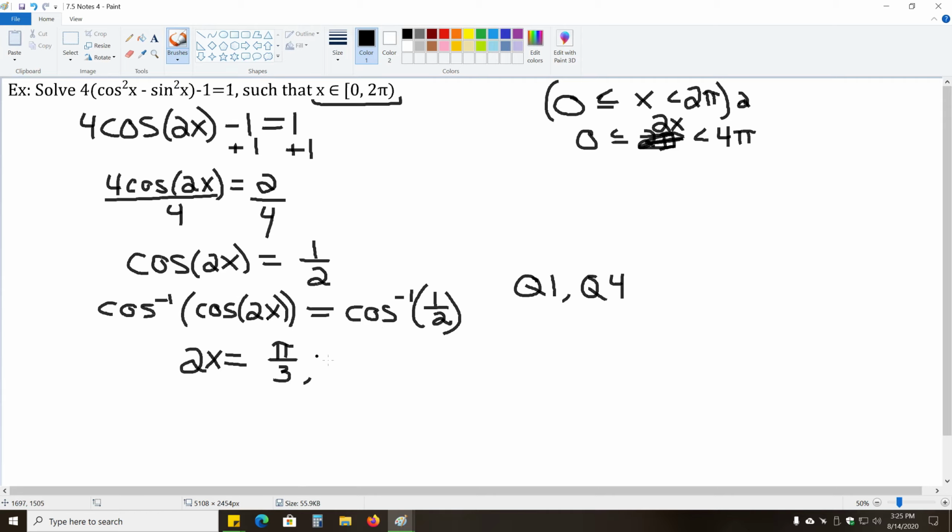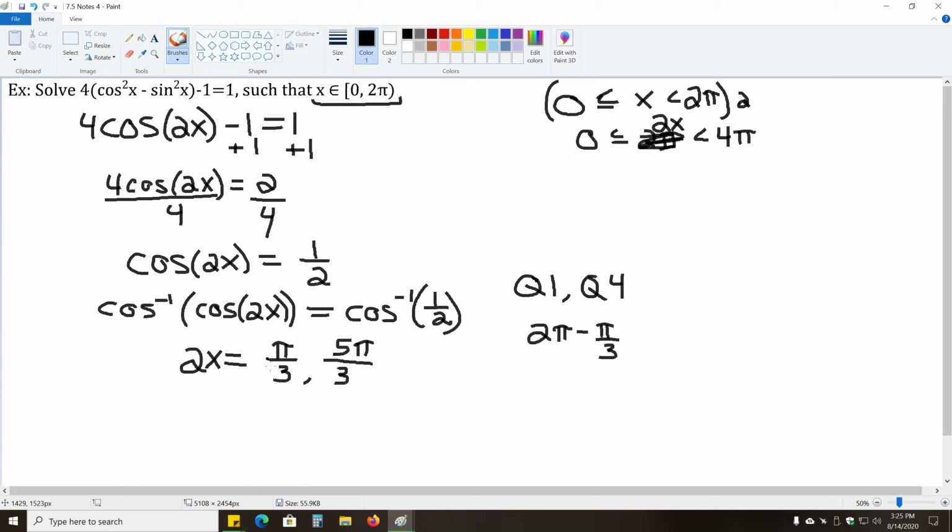So in quadrant 4, to find the reference angle of pi over 3, we can do it one of two ways. We can say what angle in quadrant 4 has a denominator of 3 that we memorize. That would be 5 pi over 3. Or we can find the reference angle by finding 2 pi minus the pi over 3 that we already had, which again gives us 5 pi over 3.